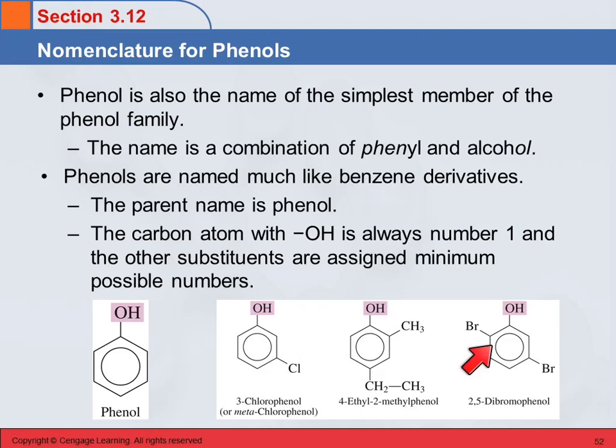And this one, here's the phenol. It's got 2 bromines on it. We number this 1, 2, 3, 4, 5. So we have 2,5-dibromophenol. Any questions?